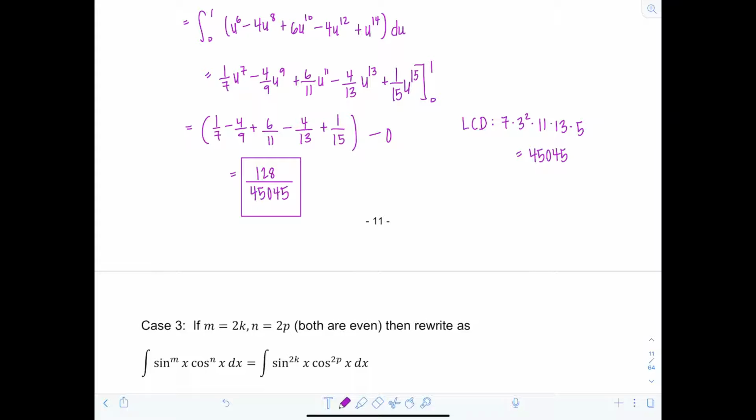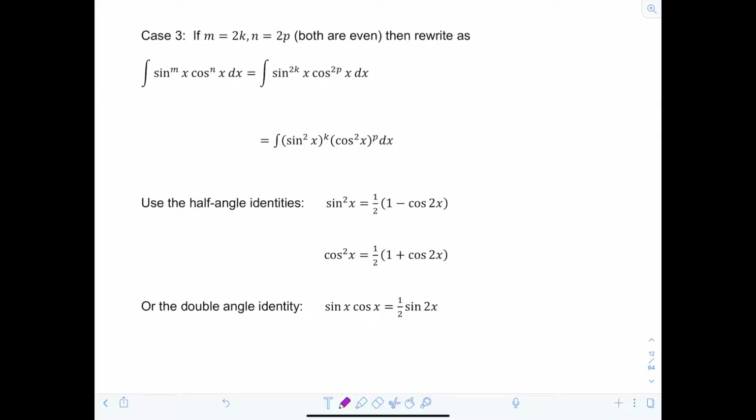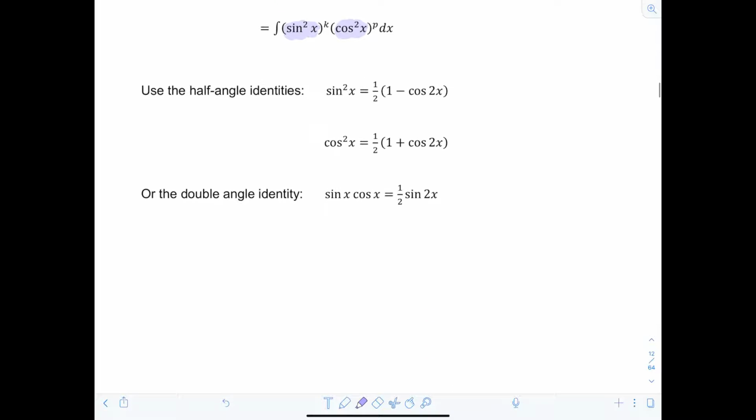I hope so. So, this case is if m is equal to 2k and n is equal to 2p, meaning both of these exponents are even, ooh, then what do? You're going to rewrite them as sine squared raised to some power and then cosine squared raised to some power. Then it's time to use your half angle identities. So if you haven't put these to memory yet, now is the time, because you're going to integrate sine squared x and cosine squared x so much when you're in Calculus 2, Calculus 3, it doesn't go away. So burn these in your brain.